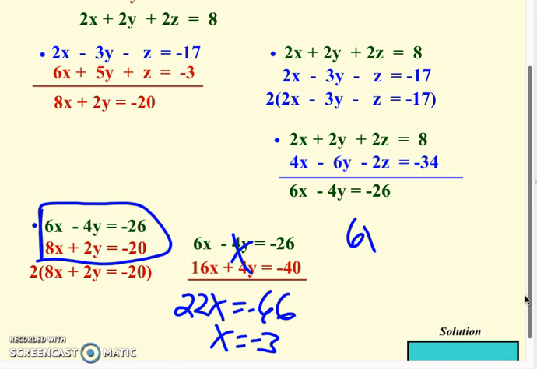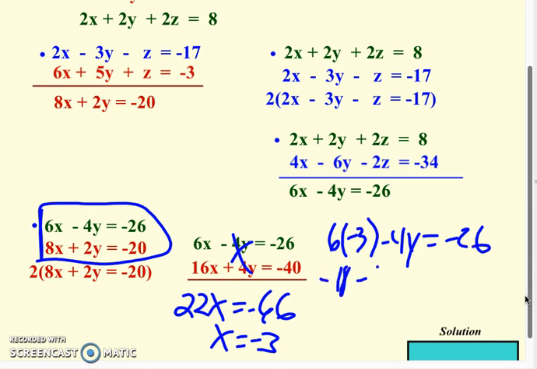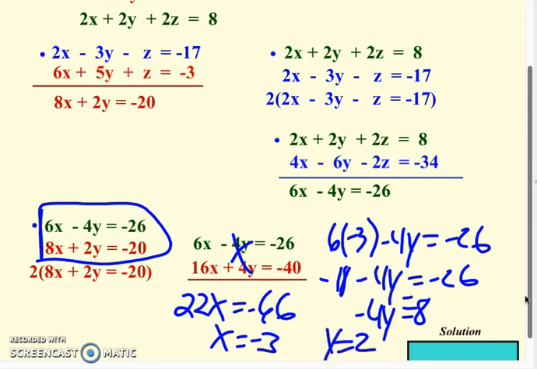So we'll go 6 times x, which is going to be 6 times negative 3, minus 4y is equal to negative 26. So I would add 18 to the other side. And then the last thing to do would be, should be negative there, oops, and then divide through by negative 4. So y is 2. So now I've got my x and my y.